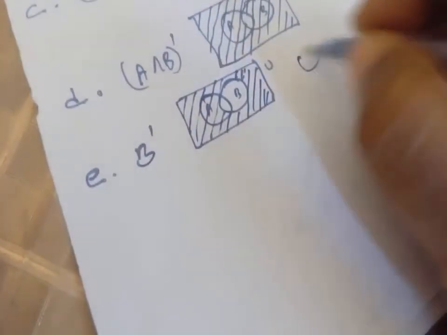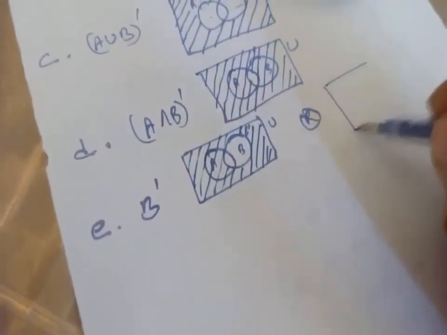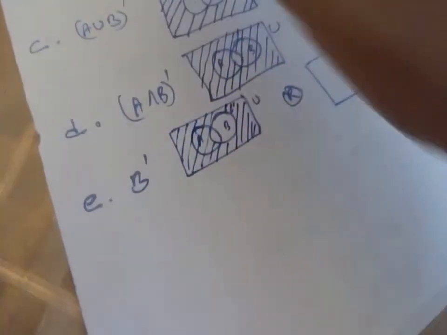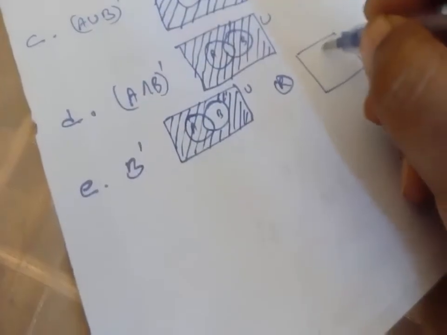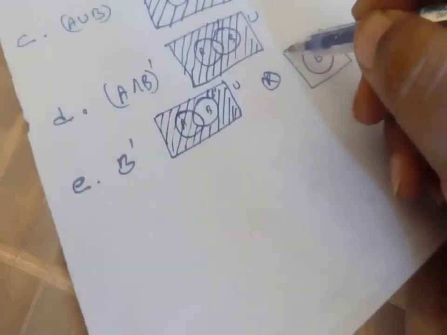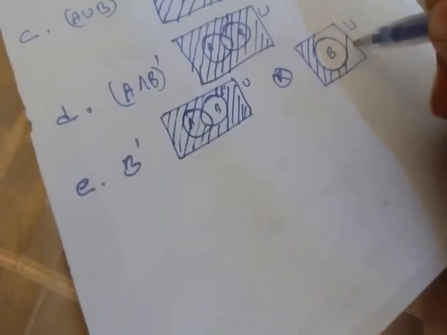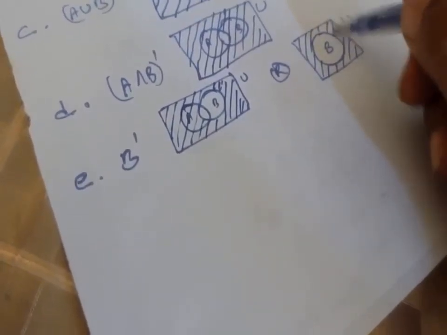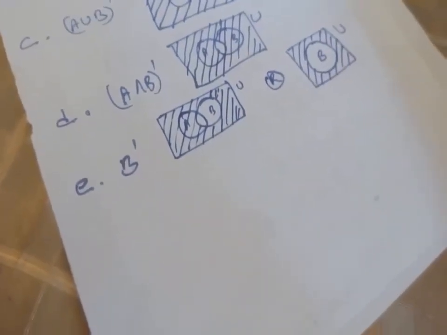Or you can draw it like this also. This is the universal set. This is set B, and shade it like this, all the other parts, leaving B aside. This is how you are going to draw B complement.